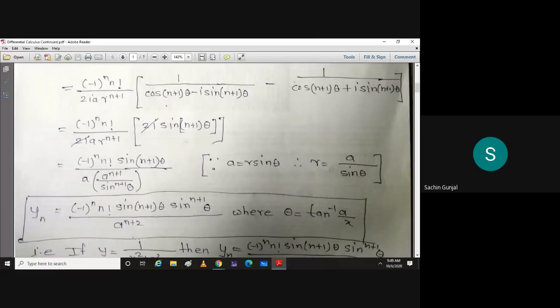So if you take this sine raised to n plus 1 in the numerator, yn is equal to minus 1 raised to n into n factorial sine of n plus 1 theta sine raised to n plus 1 theta upon a raised to n plus 2. This is n plus 1 plus 1 more a. So a raised to n plus 2, where theta is tan inverse a by x. So this is the derivation for the nth derivative of 1 upon x square plus a square.